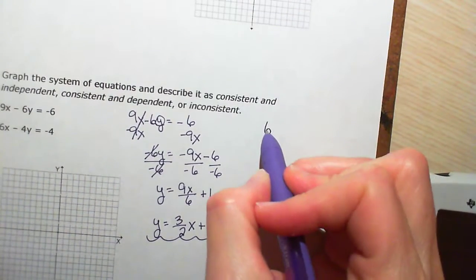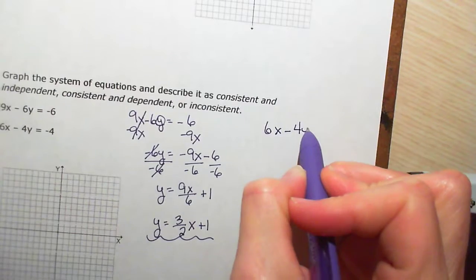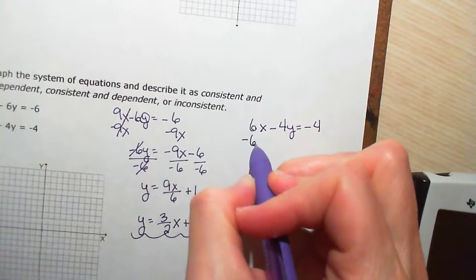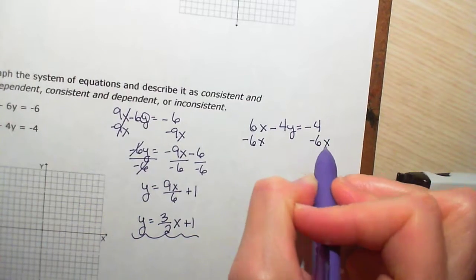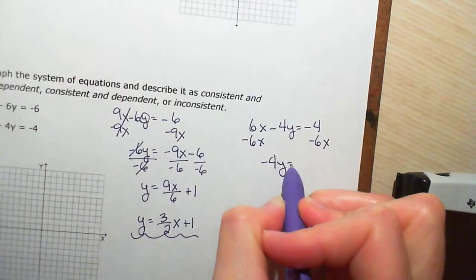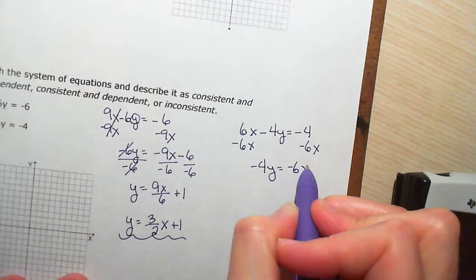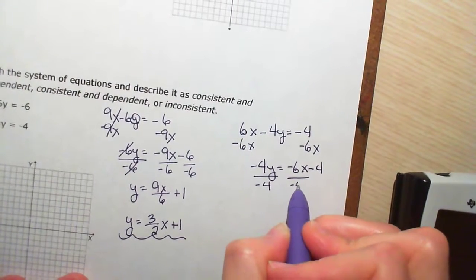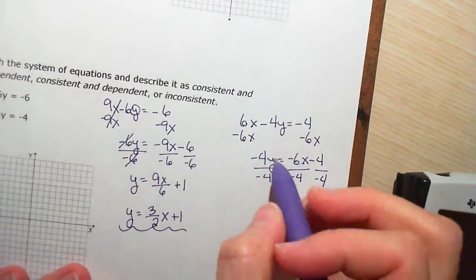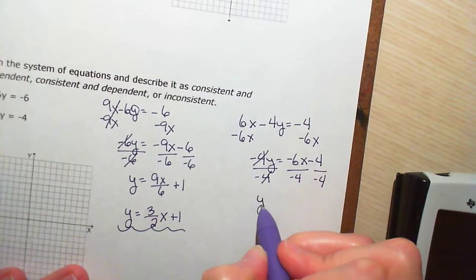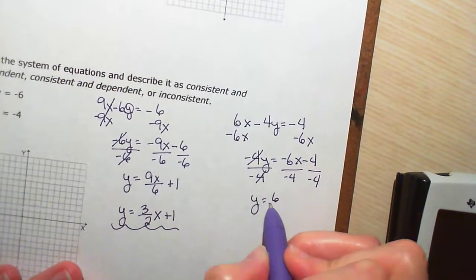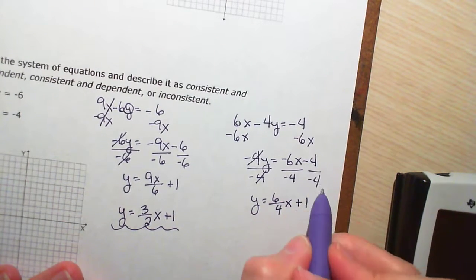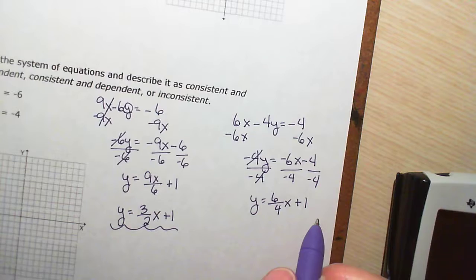Now let's solve this one for y. Same steps, minus 6x from both sides. Negative 4y equals negative 6x minus 4. Now I want to divide everything by negative 4. Those cancel out, and I get y equals 6/4 x plus 1. Negative 4 divided by negative 4 is 1.